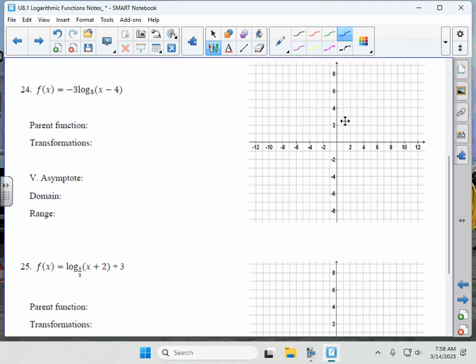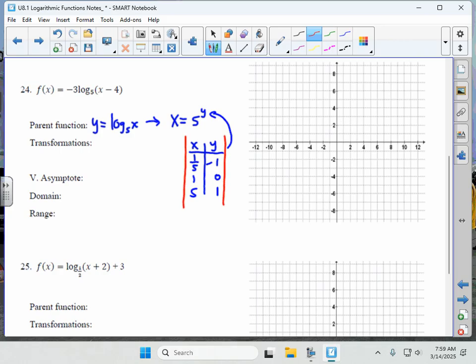All right, 24, our parent function, y equals log base 5 of x. But we're going to change it to exponential form. So it's going to be 5 to the y equals x, or x equals 5 to the y power. You can write it 5 to the y equals x, that's fine also. All right, again, we're going to use negative 1, 0, 1. Put it on the y side. We're going to plug them in to get x. 5 to the negative 1 is 1/5. 5 to the 0 is 1. 5 to the first is 5. All right, now we'll apply the transformations.